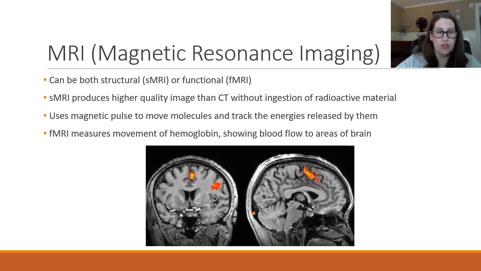Now, sMRI, the structural type, produces high quality images, higher quality than the CT scan. And the benefit of this is that the patient does not have to ingest the radioactive material. The way that it creates these images is using magnetic pulses. And these basically move the molecules of the brain, and the computer tracks the energies that are released by that movement. And that creates a picture of the brain. Like I said, it's a much more detailed picture. So if you compare this to the picture on the CT slide, you'll see there's a lot more detail here.